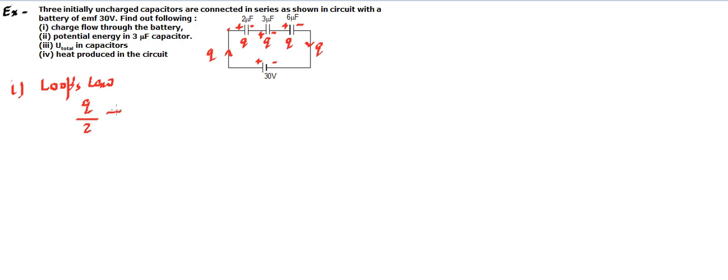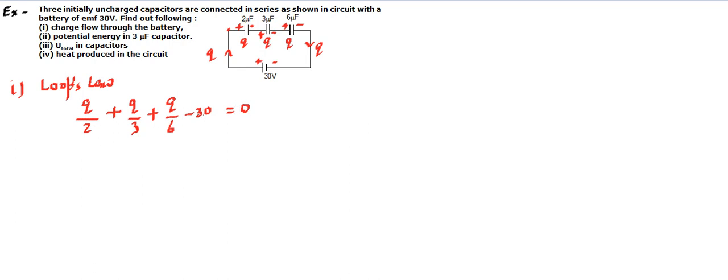Then we will move ahead and write another potential drop. Again we are moving from plus to minus, so that's a drop. So it's going to be q upon 3. Next we move, then we will get q upon 6. Then when we are crossing this battery element, it's going to be from minus to plus. That means there is a gain in potential, so we will put a minus 30, equal to 0. Mind you, we are taking care of the units.